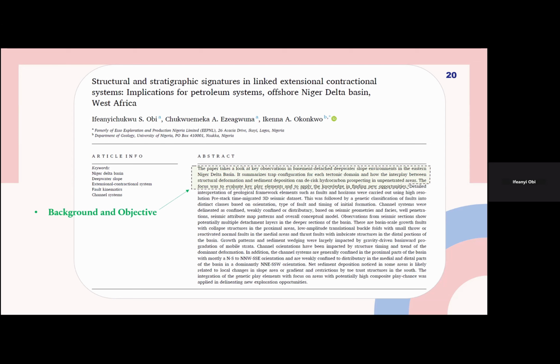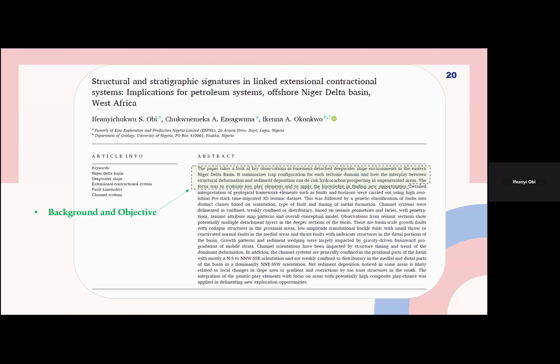So this paper looks at key observations in a basement detached deep water slope environment in the eastern Niger Delta Basin. Now there is location here. Location is important because sometimes when you apply knowledge, there's a certain relationship that you can apply in a particular location, in a particular field, or at a particular condition. In some other conditions or locations or field, it may not apply. So you sometimes have to be specific about where.